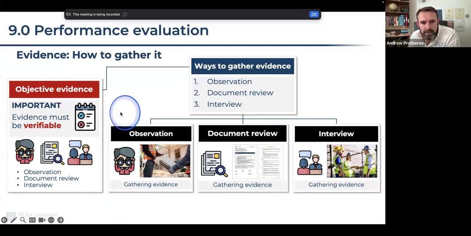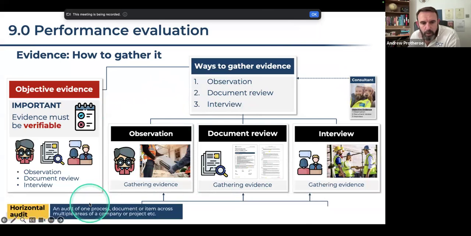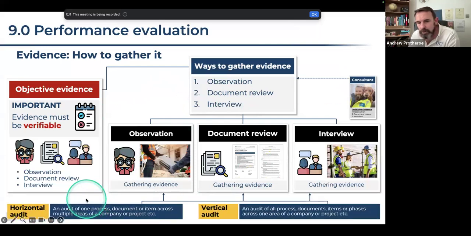Something good to take away from this is the horizontal and vertical audits. If you understand horizontal and vertical audits, that was quite clever, wasn't it? Then ultimately, really important to know the difference between this. And then you set up your audit program, the 6 steps to planning an audit program, and the 6 steps to undertaking an audit.